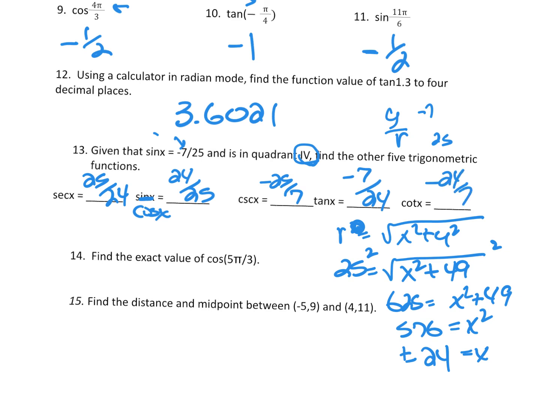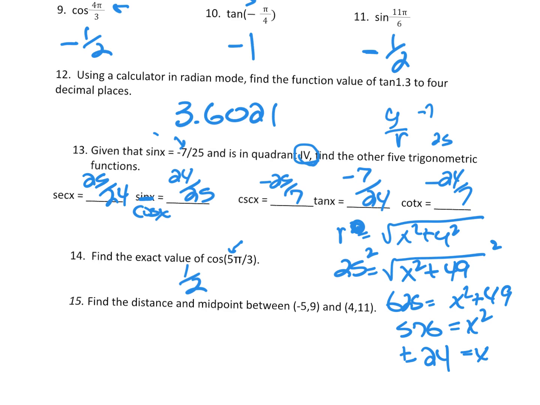Okay, 14 is just like the ones we did a minute ago, like 9 through 11. Find the exact value of cosine 5 pi over 3. Again, forget the 5 for a second. Anytime you see cosine pi over 3, that's a half. Just figure out what quadrant we're in. 5 pi over 3 puts us in quadrant 4. X is positive in quadrant 4, so it's just 1/2.